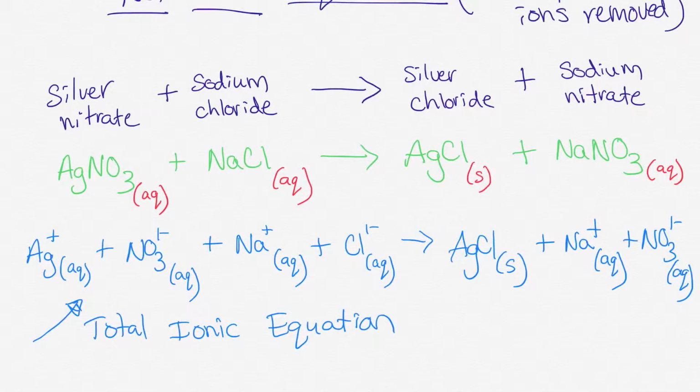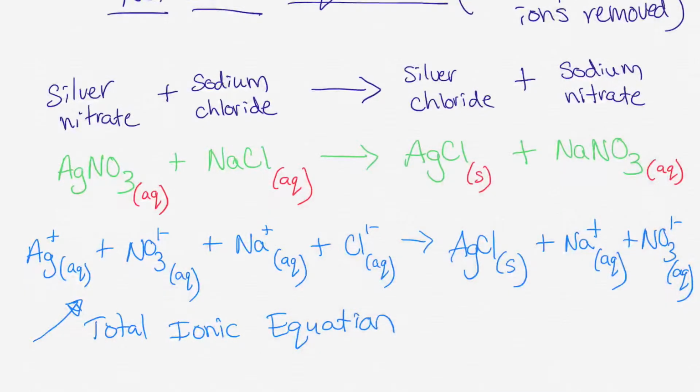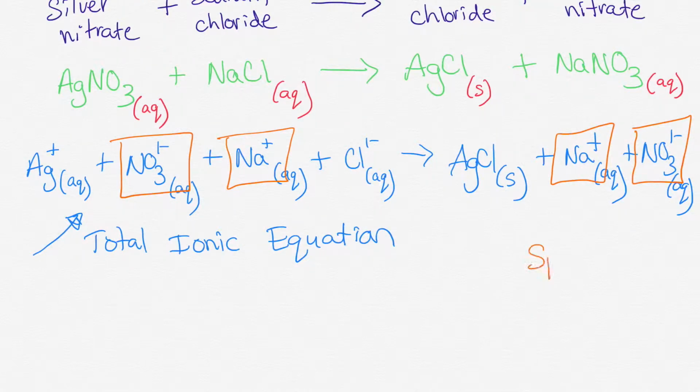Okay, and when we're ready to write our net ionic equation, we just need to locate our spectator ions. So spectator ions are going to be sodium with a 1+ charge. Okay, it's on both sides of our reaction, hasn't changed. And then the nitrate with a 1- charge. So those are our spectator ions.